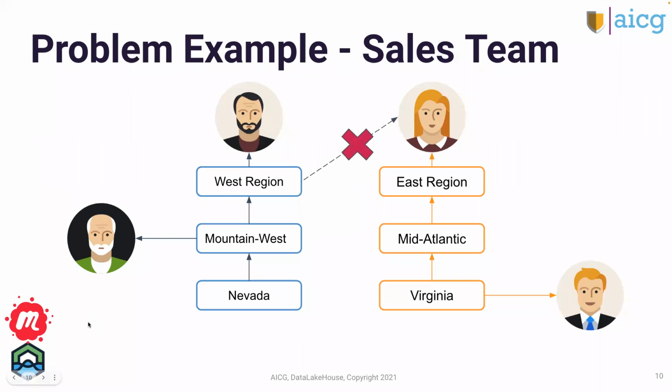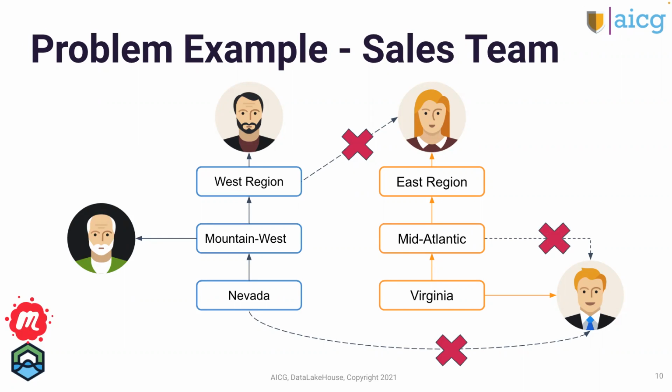So what's going to happen next? If the Eastern region manager tries to see the data from the Western region, that should not happen, right? We don't want that to happen. And if the business development rep in Virginia wants to try to look at data from Nevada, that shouldn't work. And if they want to look at a higher level, like the mid-Atlantic, that shouldn't work either.